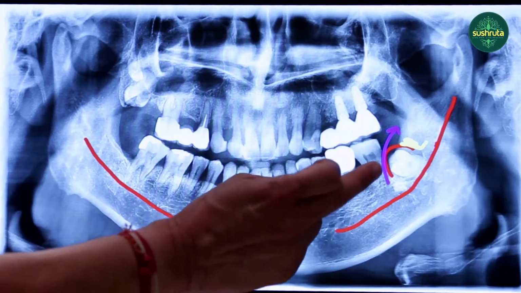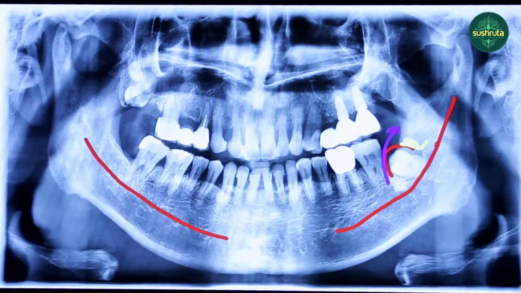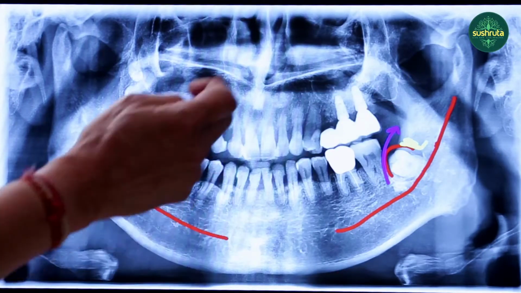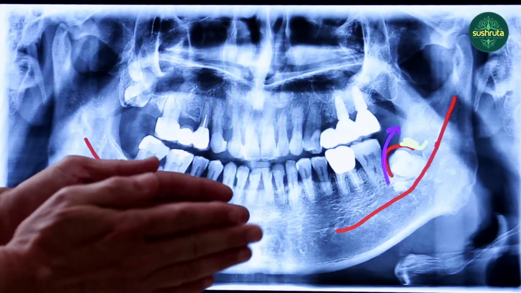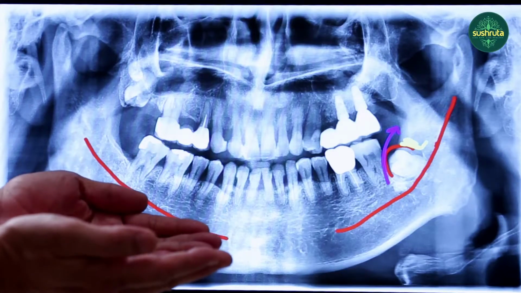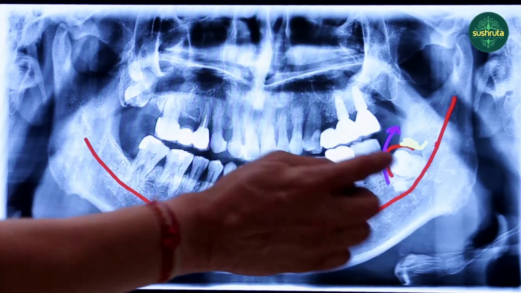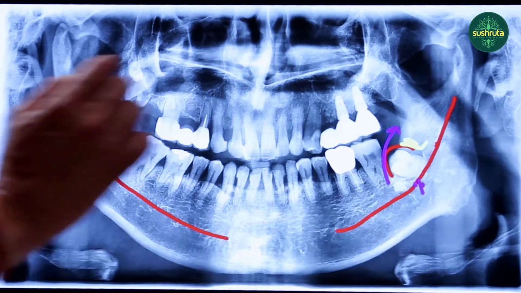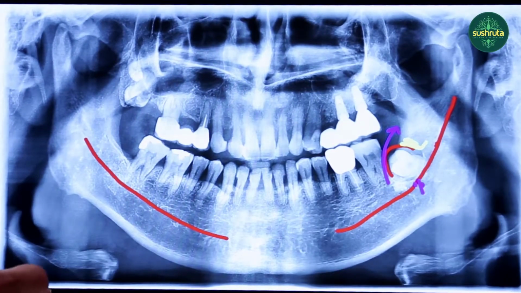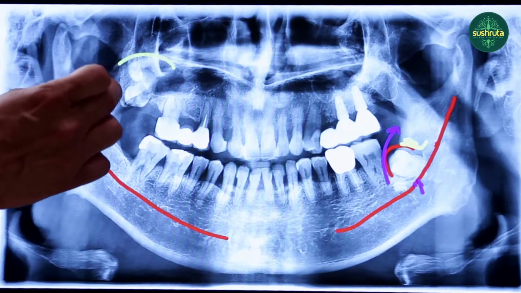Now the problem is when we are doing this, the nerve has to be checked. In two-dimensional, we don't know if the nerve is in the front or the back or in the tooth. So we require a 3D X-ray also. So when we do this, we see to it that we don't damage your nerve here. We don't damage your nerve. You can see a wisdom tooth here also.